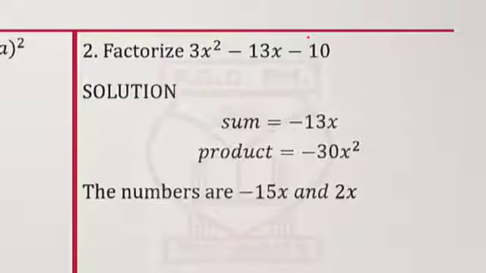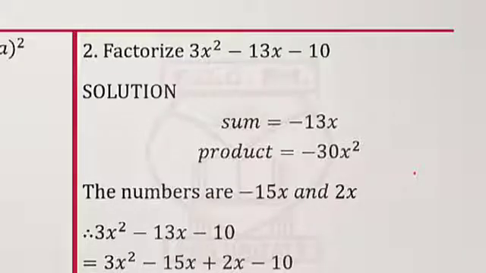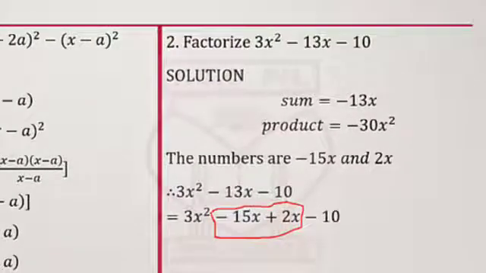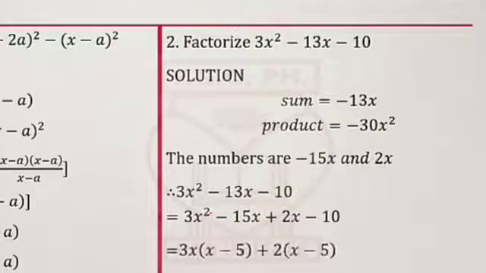So these two numbers are minus 15s and 2s. These are the two numbers. So replace this middle term, which is minus 13s, with minus 15s plus 2s. So after replacing, you are going to achieve 3s squared minus 15s plus 2s minus 10. The next stage is pairing. When you pair, you have 3s squared minus 15s, then 2s minus 10.